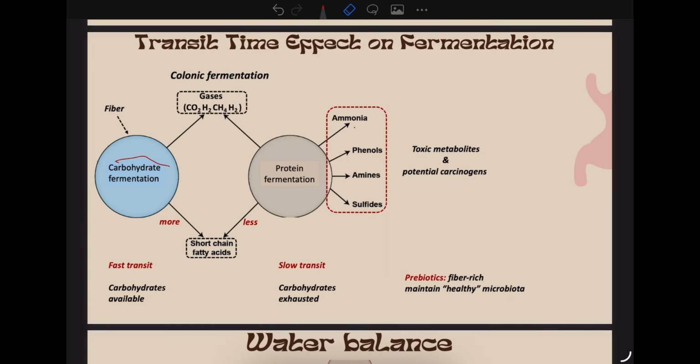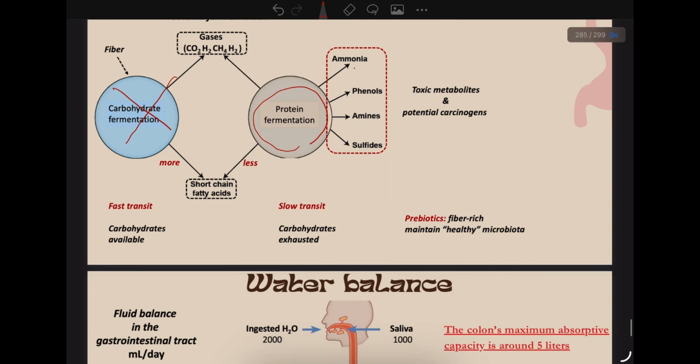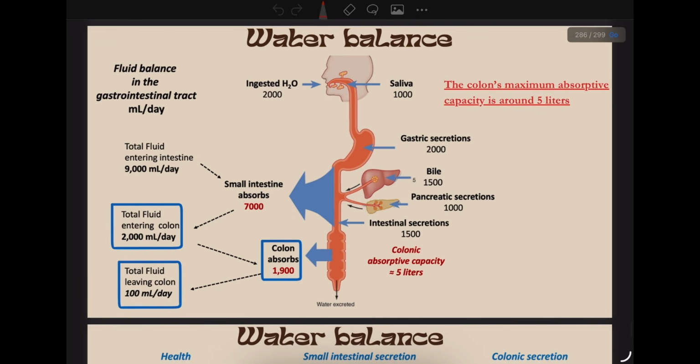So what now? The bacteria usually love the carbohydrates more. So they will start by fermenting what? The carbohydrates. But when the feces stay a lot of time in the large intestines, the bacteria will finish the carbohydrates and they will start fermenting what? Proteins. This is why you want the feces to move as fast as possible before the bacteria can finish fermenting carbohydrates.